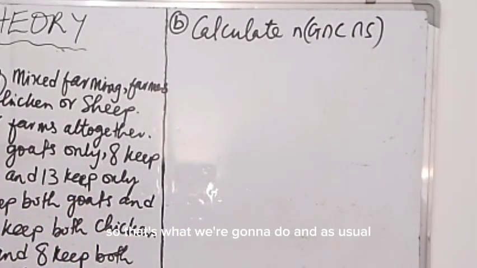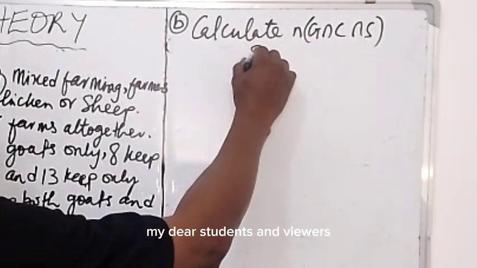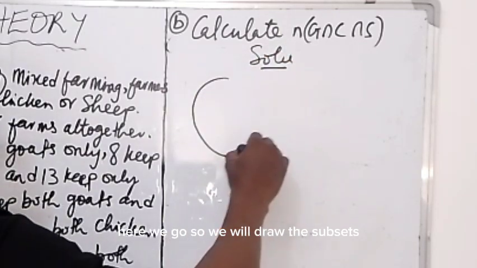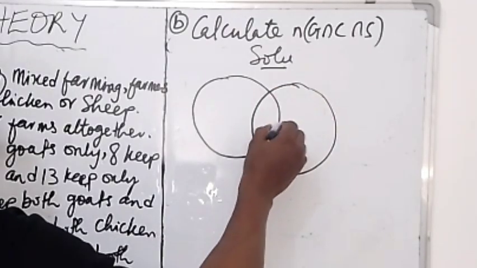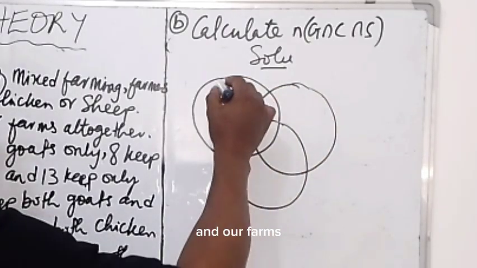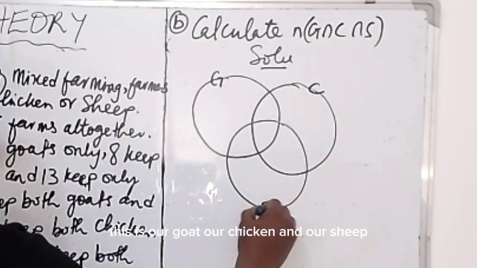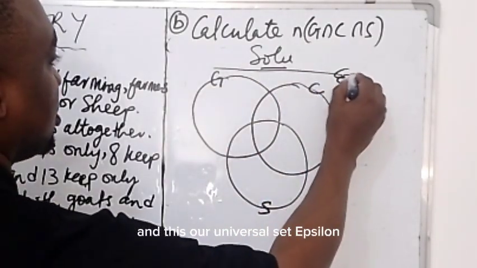As usual, we're going to start with the Venn diagram because that's the first part of the question. If you don't have the Venn diagram correct, you are out. So here we go, for our solution. We'll draw the subsets for all three farms. This is our goats, our chicken, and our sheep. And this is our universal set, epsilon.